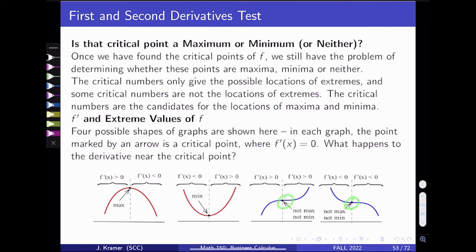We can see that we go from positive slopes to positive slopes, but for some reason, this still gave us a critical number, and we'll see why. And alternatively, we go negative slopes to negative slopes, but we still ended up with a critical number here.